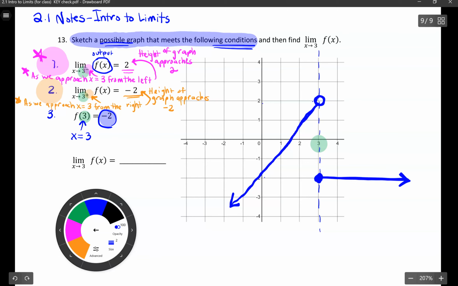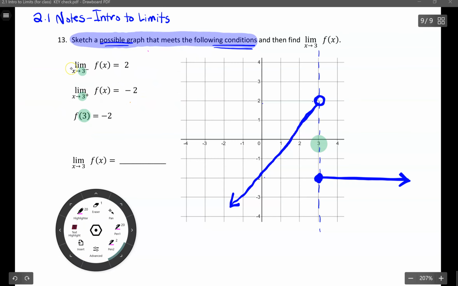There you go. Okay, so let's make sure we've met all of our conditions here. Let's go back to our 3 conditions. Let's make sure as we approach 3 from the left, our height of the graph is 2. So here's x equals 3. I'm going to approach it from the left. My heights are increasing, increasing, increasing, and they're getting closer and closer to a height of +2. So we met that condition.